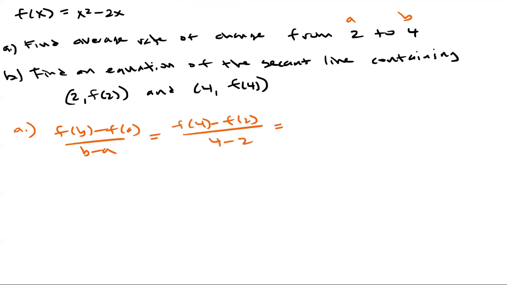All right, so f of 4 there, we're going to have 4 squared minus 2 times 4.